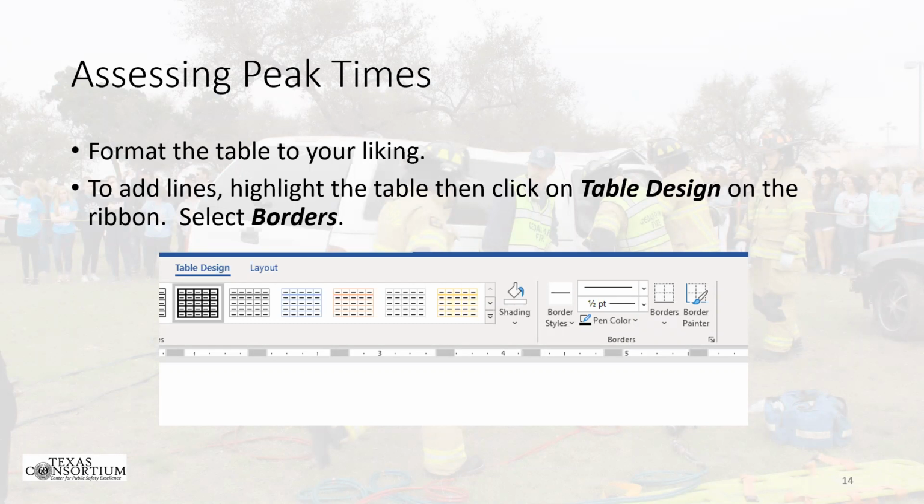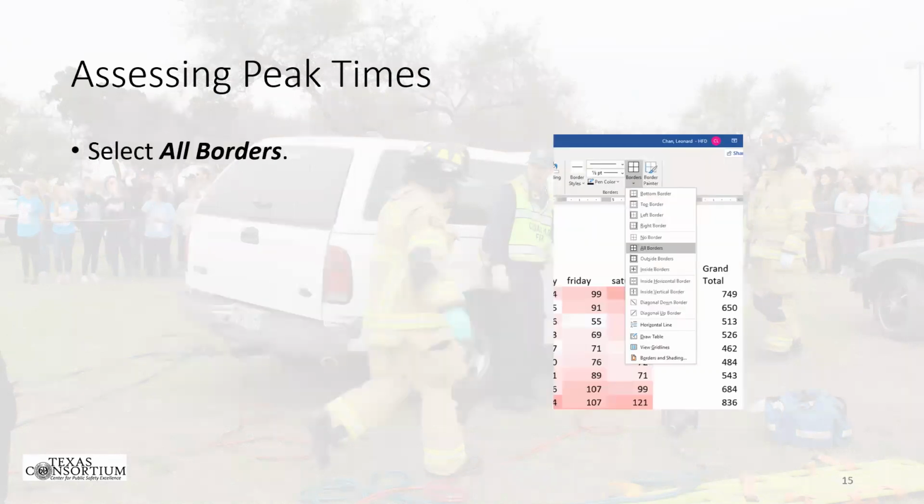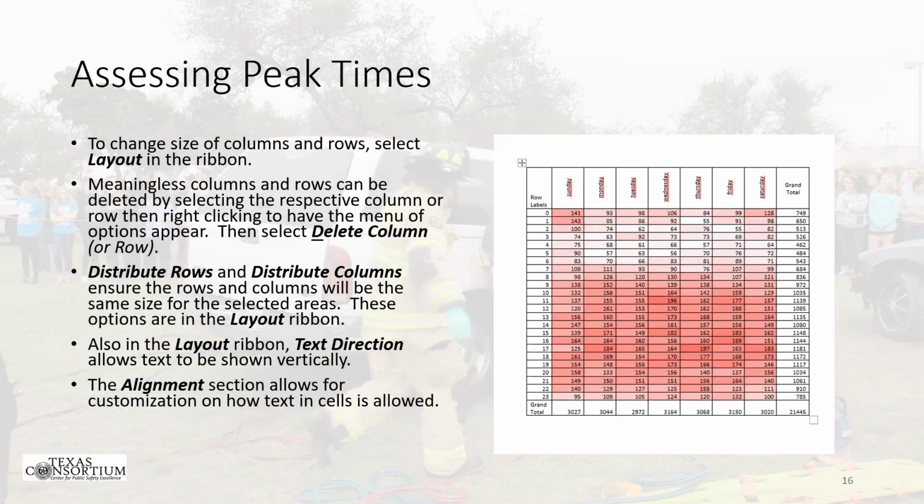You can add lines by going to the table design and clicking borders. You would select all borders if you want everything to have a border line around each cell. And then you have a lot of customization options. Meaningless columns and rows, you can delete them. If you want to have equal amounts of space between each row and column, you can highlight and hit distribute rows or distribute columns.